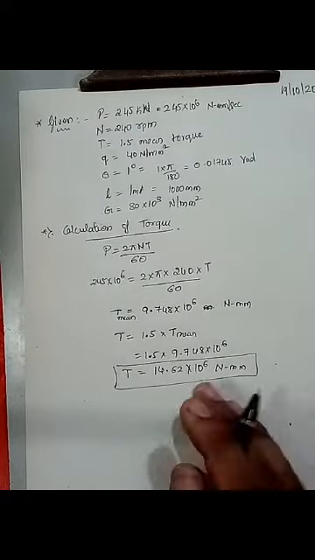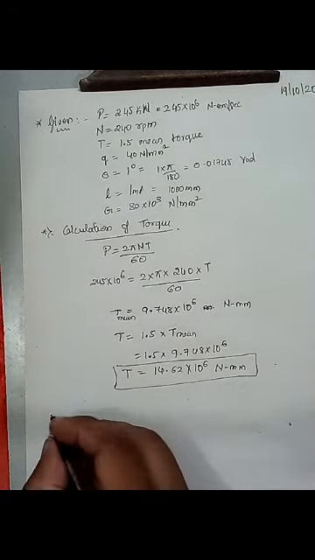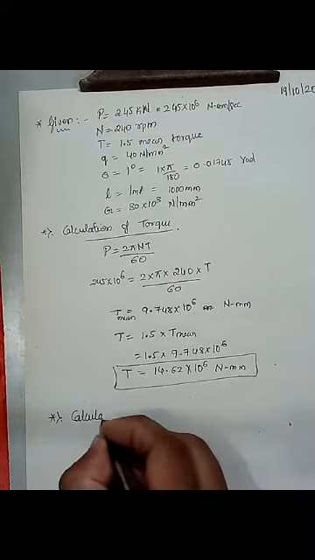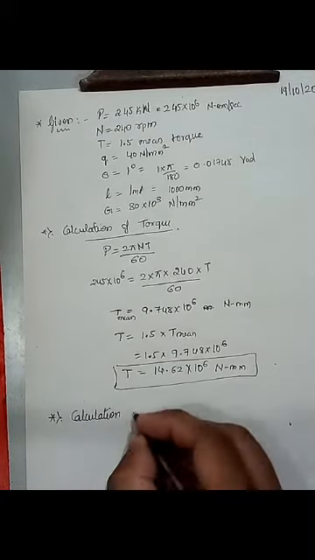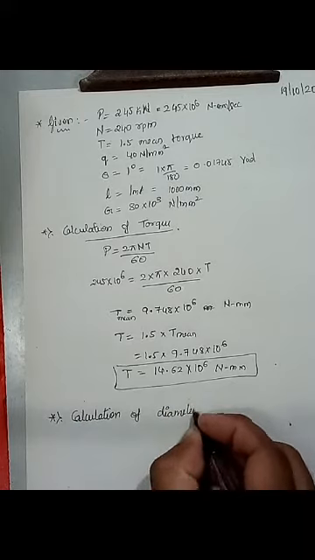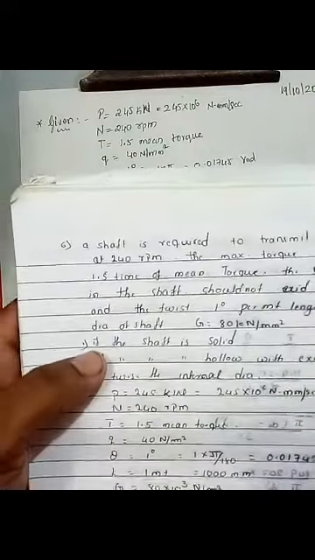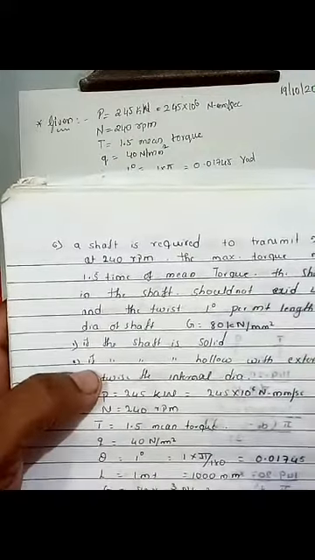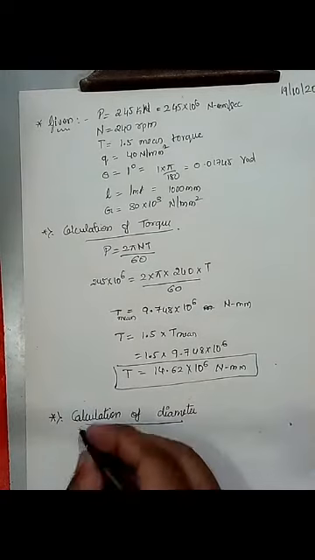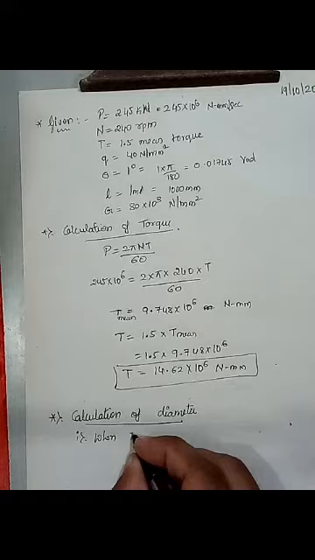Now once we have this, they have said to find out the diameter. The calculation of diameter is in two forms: one is when it is solid, and the other when it is hollow. So let's go for the first case, the calculation of diameter when it is a solid shaft.